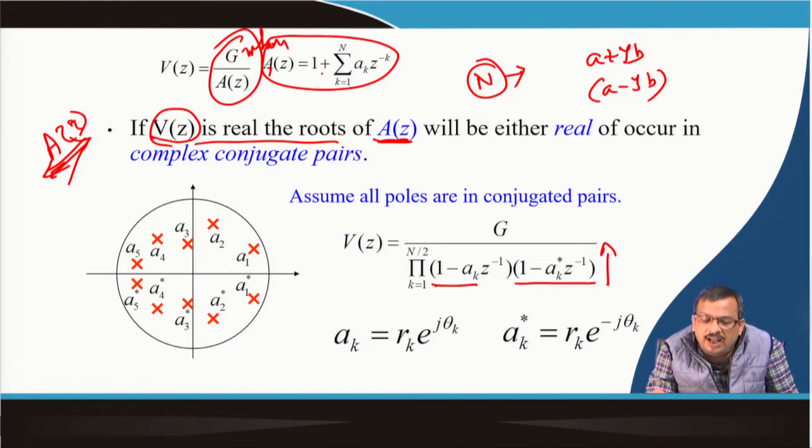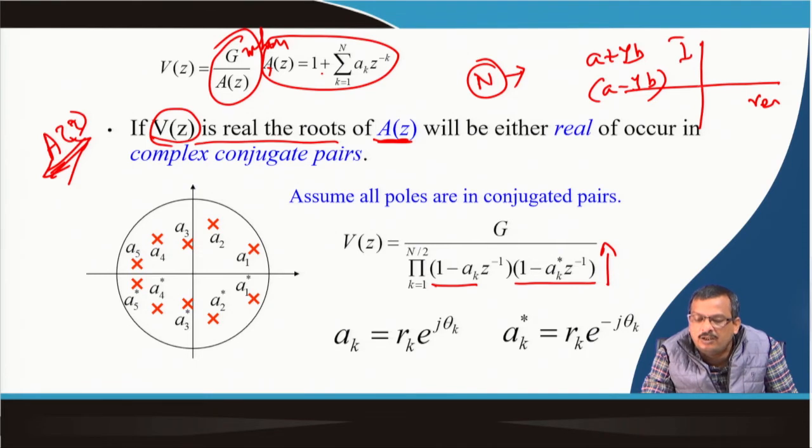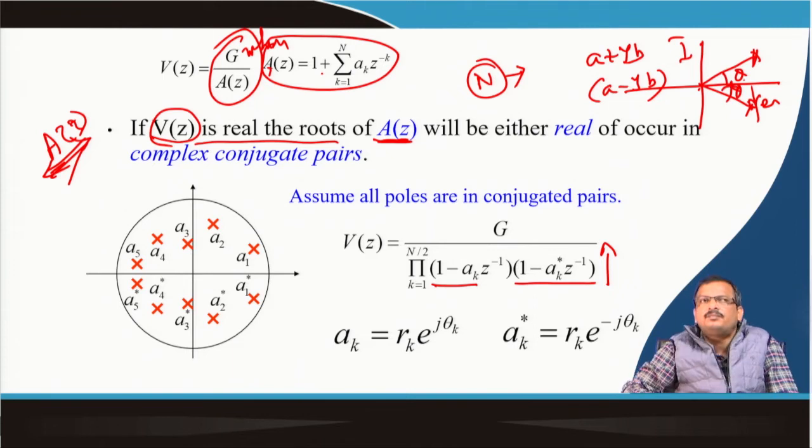So, if I want to say that, how do I represent a plus jb and a minus jb in a complex plane? This is the real axis, this is the imaginary axis. So, this is a plus jb, theta is positive. When I say a minus jb, the amplitude is the same, but only theta is negative.